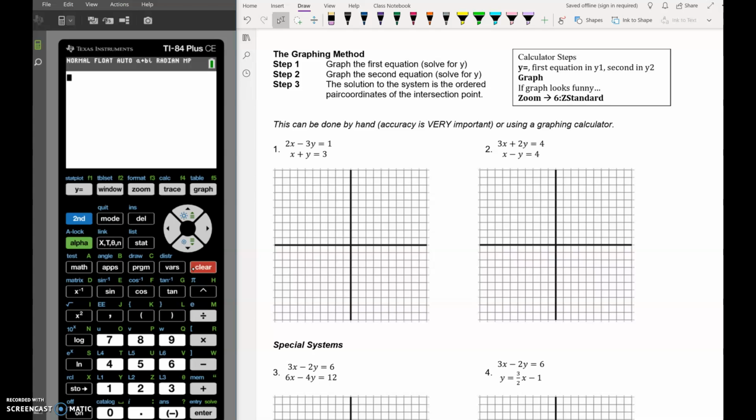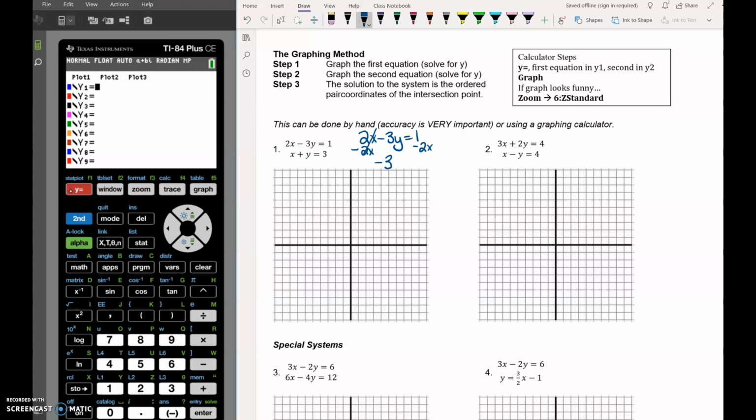Now, what button do we push in the graphing calculator to graph things? Y equals. So push Y equals, clear out everything that's in there. The thing about Y equals is the equation has to look like y equals stuff. These two equations in number 1 are not y equals. So we are going to have to do a little bit of work on paper to get our equations ready to put in the graphing calculator. So if we have 2x minus 3y equals 1, what do we need to do to get y by itself? Subtract 2x.